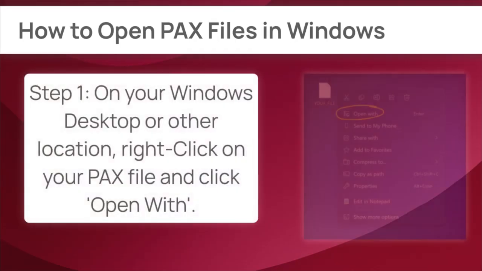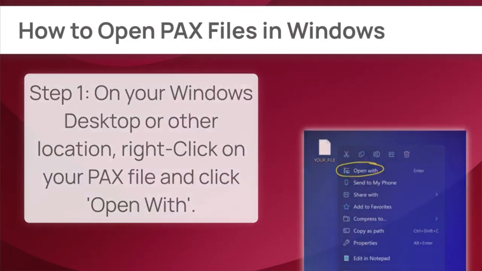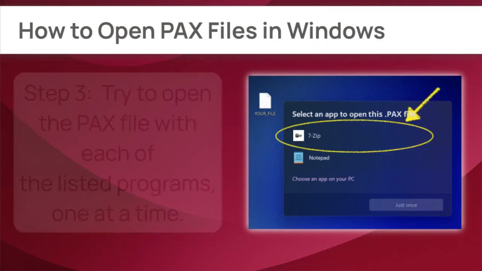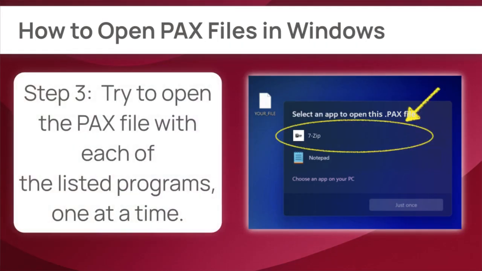Your reliable starting command is the Open With action. Right-click the PAX file and select Open With. If 7-zip is installed, use it. If not, choose another program. We must find the app that claims the file.